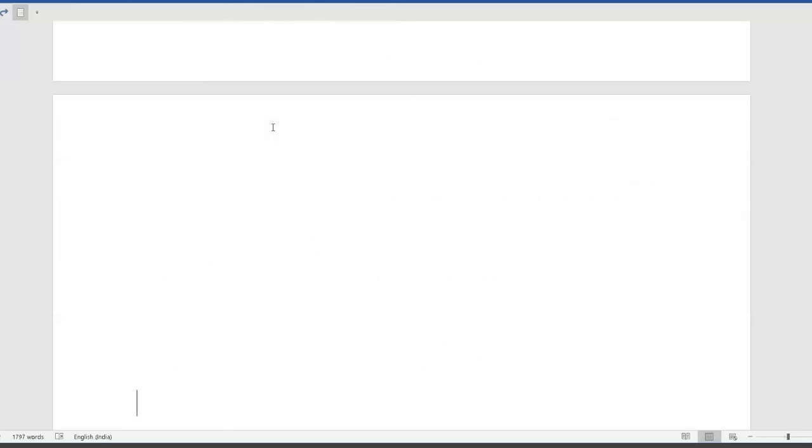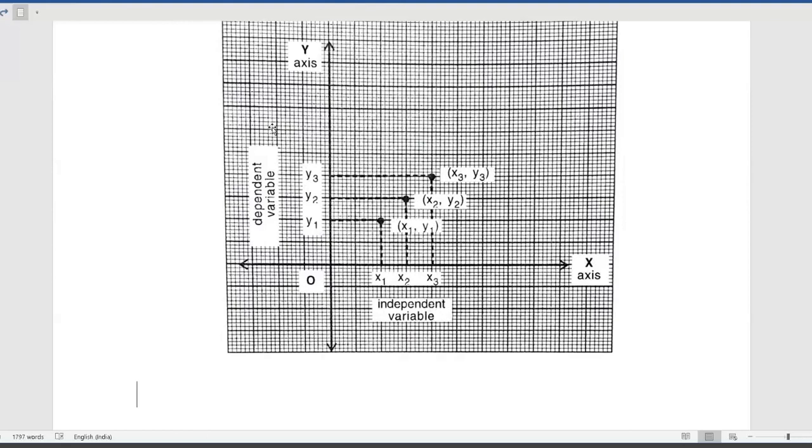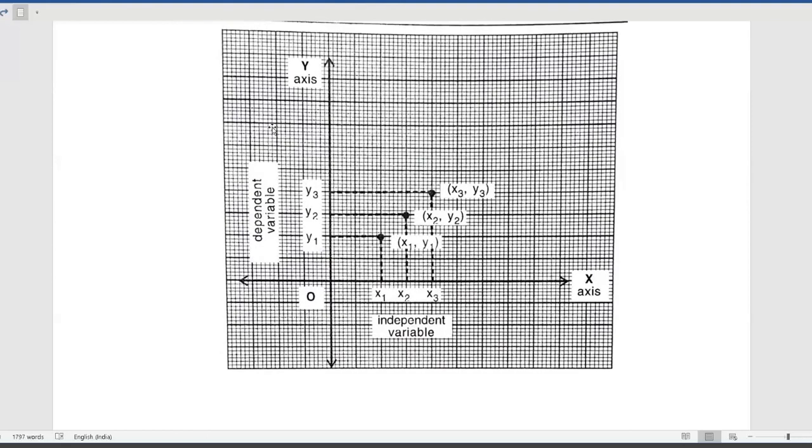Now, look at this graph. There are two mutually perpendicular lines, OX and OY. This OX is called x-axis and OY is called y-axis. And this point, which is a point of intersection of these two axes, is called origin. And its coordinates are 0, 0.